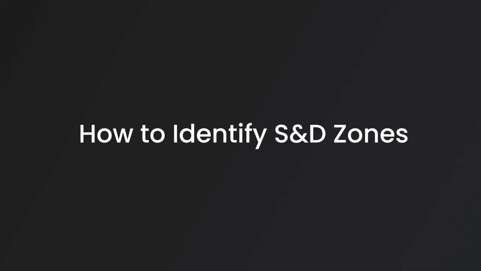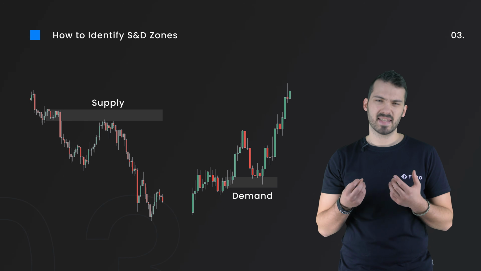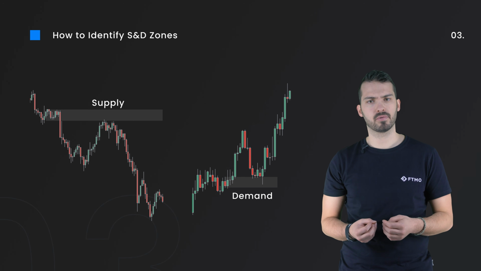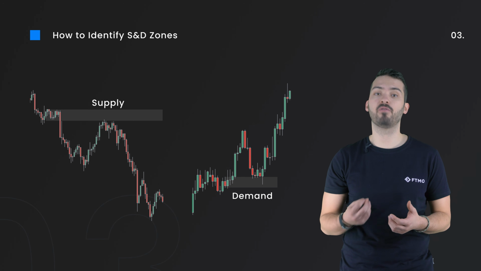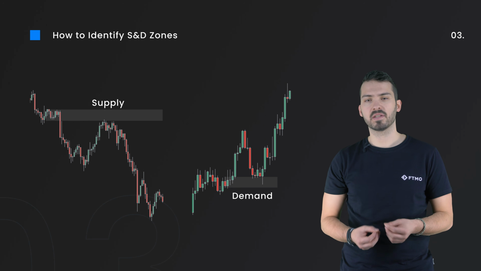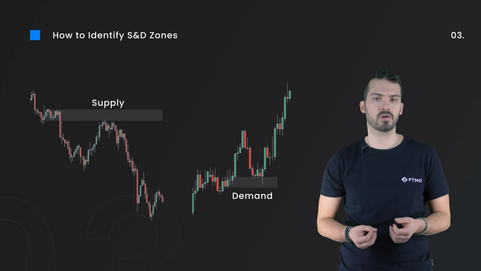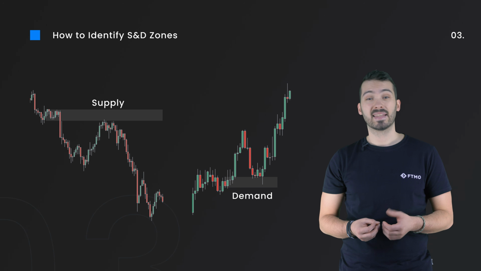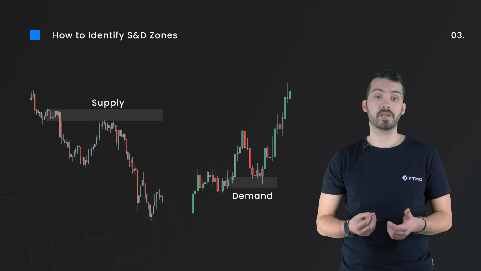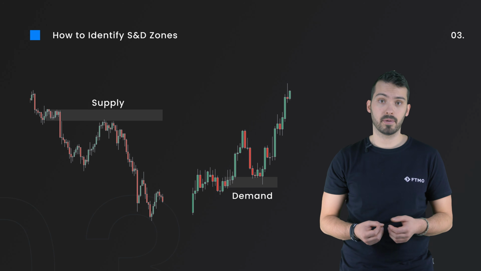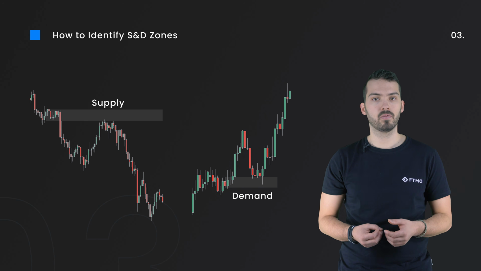How to identify supply and demand zones? If you want to identify supply and demand zones, you have to look at consolidation before the large expansions. The demand zones are found in consolidation before a large move up. The supply zones are found in consolidation before a large move down. The larger and more aggressive the move, the more significant the supply or demand zone is.